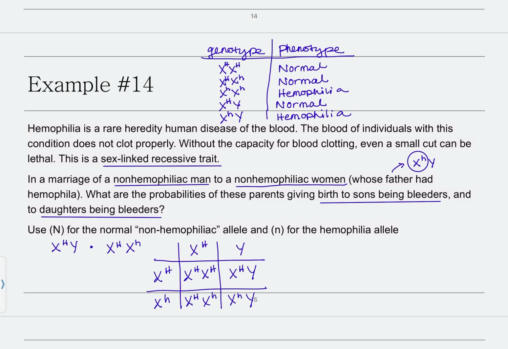Okay, so let's look at sons first. Remember, in order to be a son, we need an X and a Y chromosome. So these 2 are going to be our sons. Of the sons, 1 out of 2 would have hemophilia. So you could either write it as 1 out of 2, or you could write 50%, whatever you prefer. Sons with hemophilia.